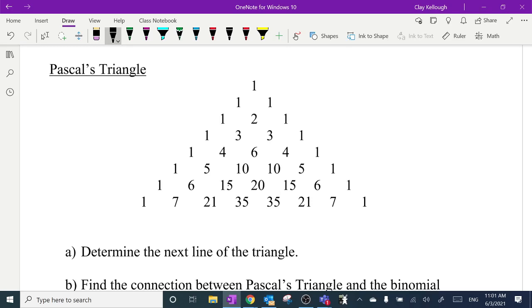But notice I can use Pascal's triangle to say, all right, if n is 1, it's this row. If n is 2, it's this row. If n is 3, it's this row.